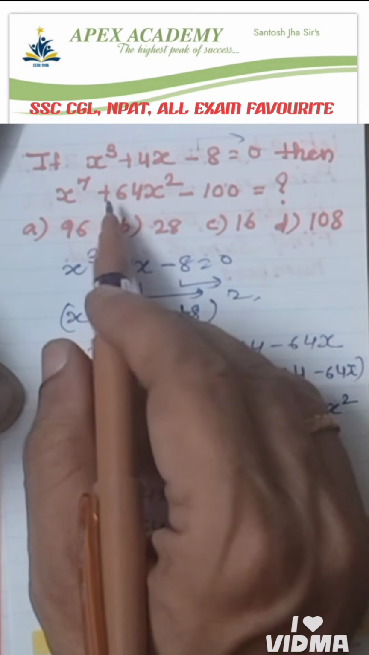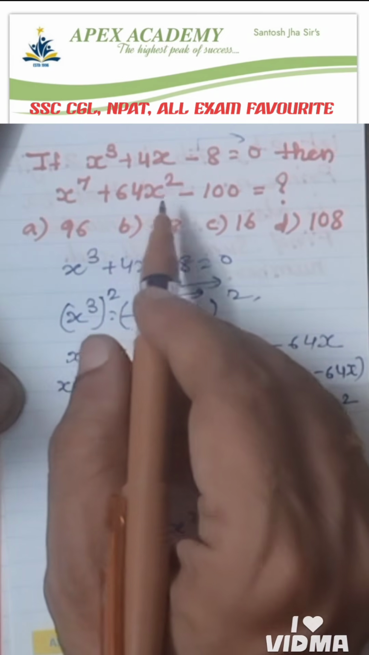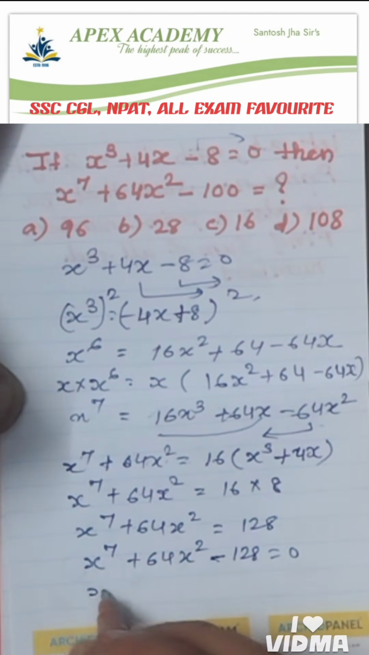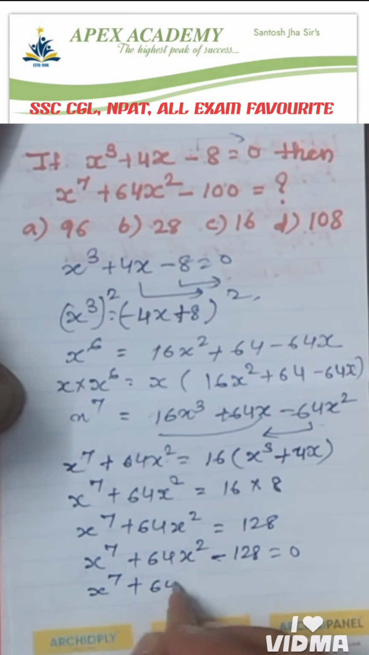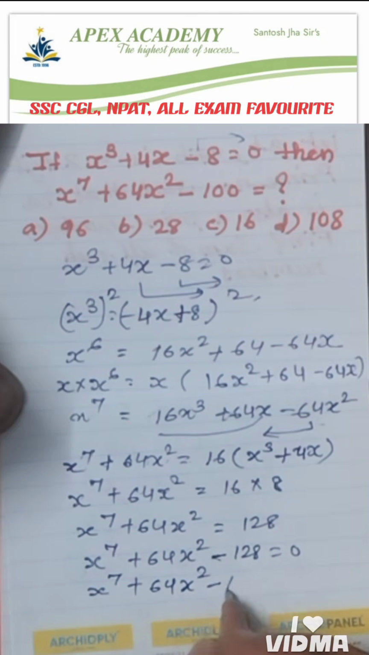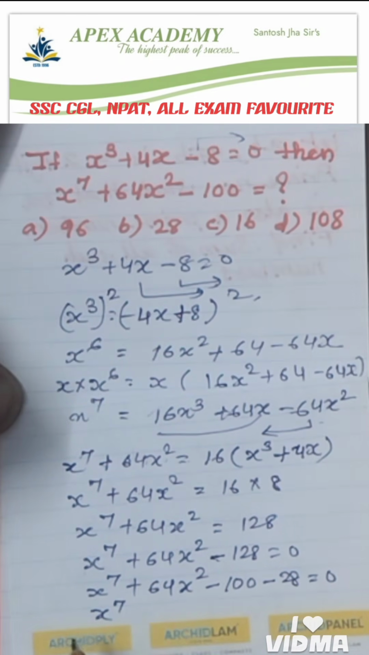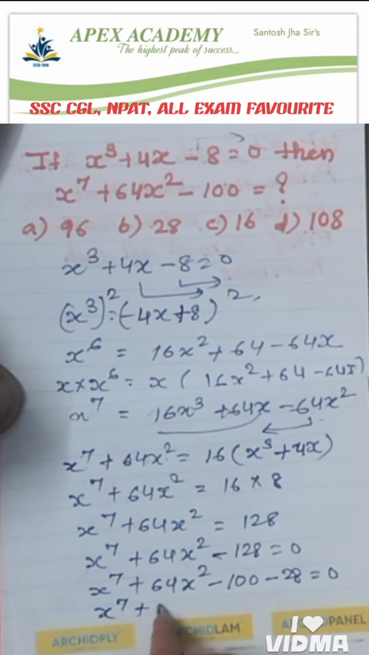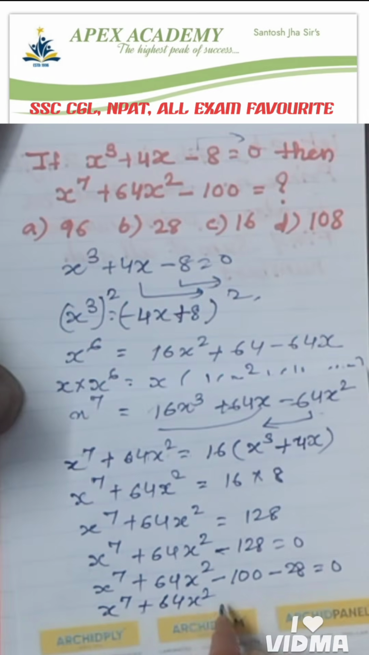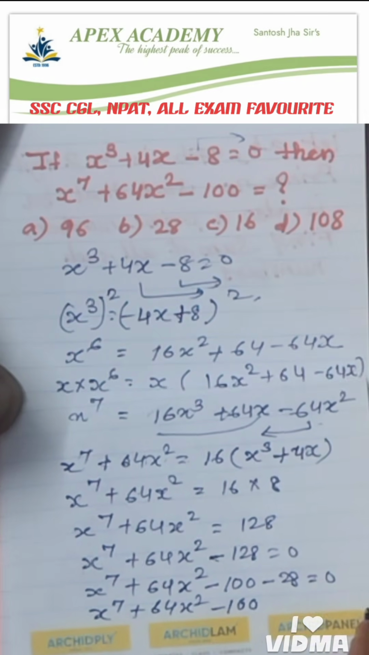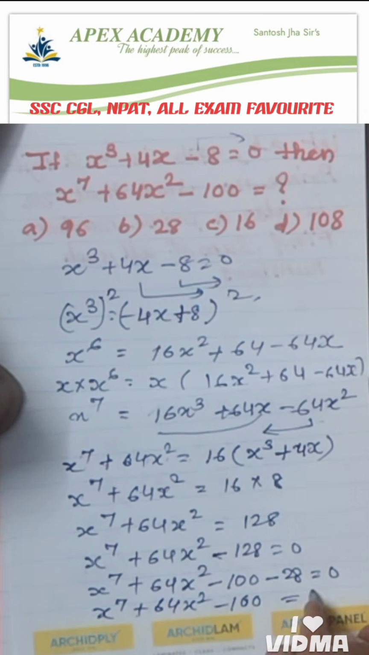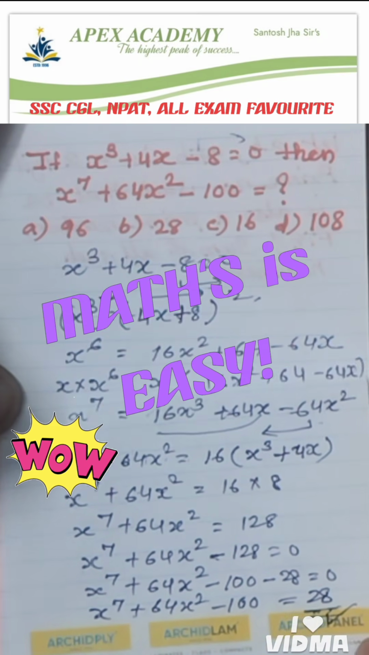But as we are required to find x raised to 7 plus 64x square minus 100, so we'll make this x raised to 7 plus 64x square minus 100 and minus 28 is equal to 0. So next step, it is x raised to 7 plus 64x square minus 100, and this minus 28 will shift to this side. So it becomes plus 28. So our required value is plus 28.